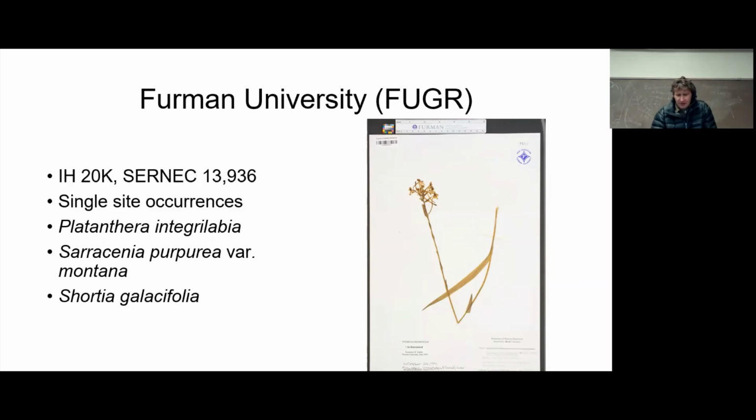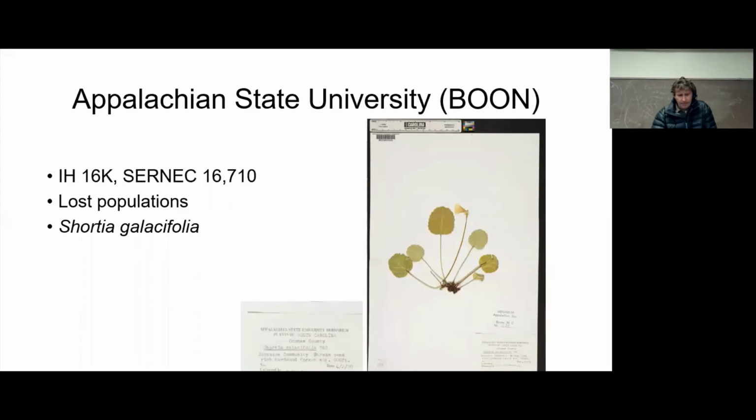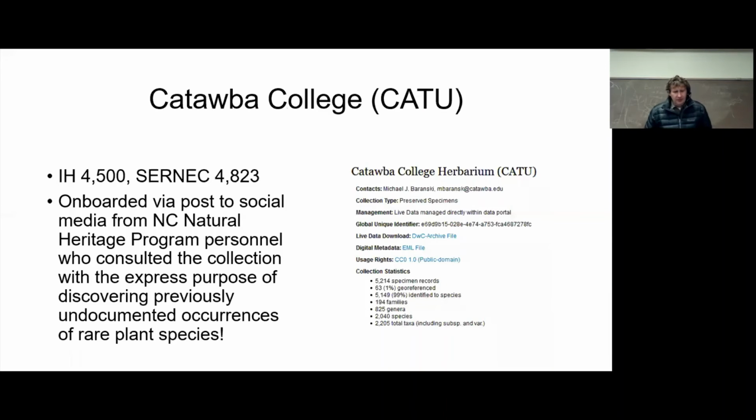But anyway, no other herbarium in the world has representations of these species. This orchid in particular is known from a single population, and this is the only representative herbarium specimen of it occurring in South Carolina. Appalachian State University in Boone had records of Shortia, Oconee bells, that is otherwise apparently lost. Again, this might be one that's under the waters of Lake Jocassee.